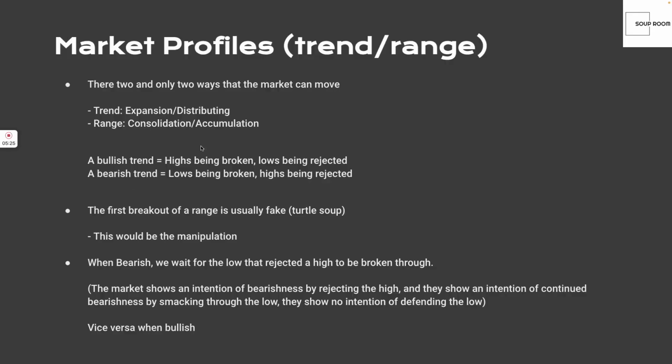Meaning, are we going up or down? If lows are being electrocuted and price is shooting back up, breaking highs, that is a bullish trend. You would be wanting to look for a turtle soup to go long once we reject the next low. It's the exact opposite in a bearish trend.